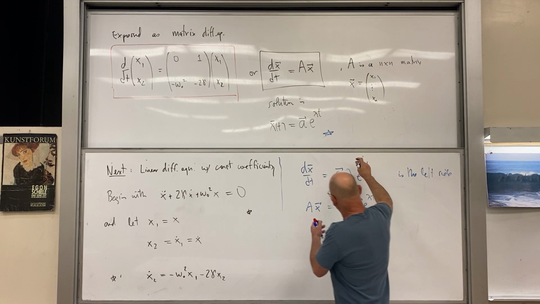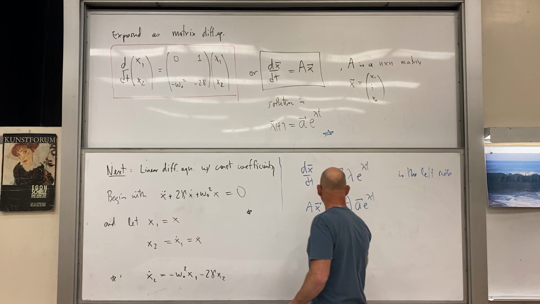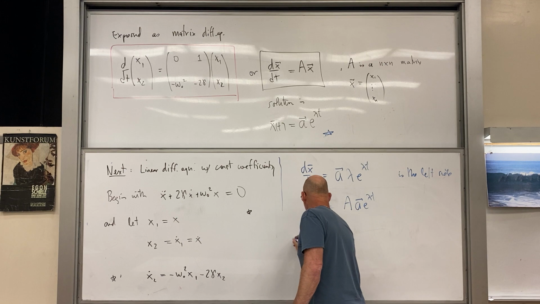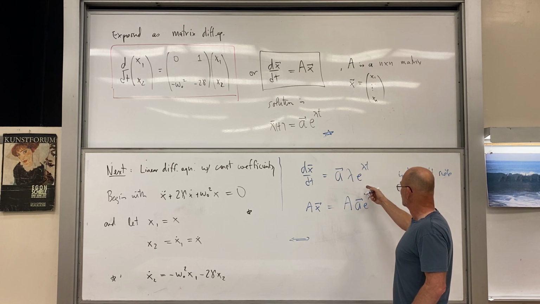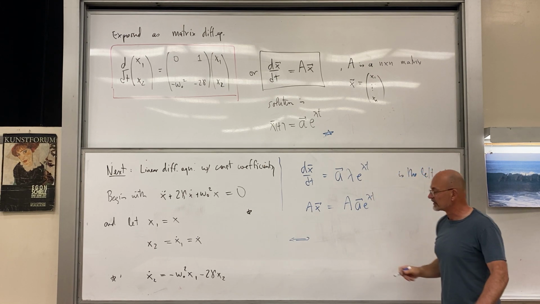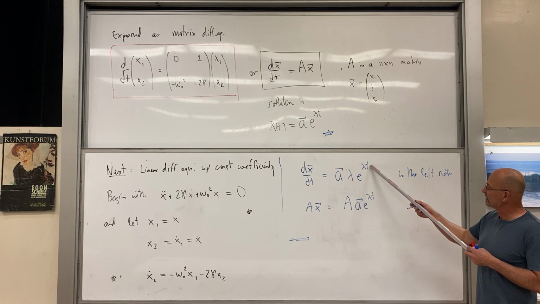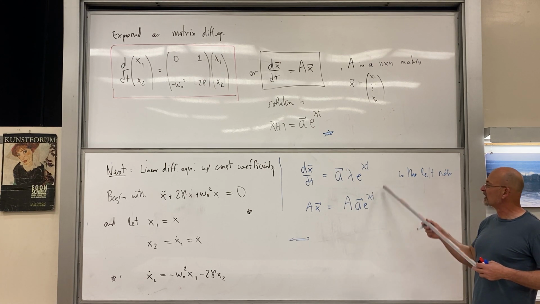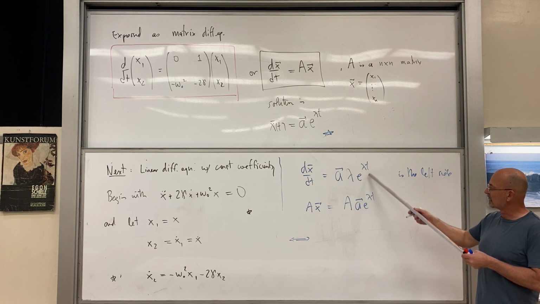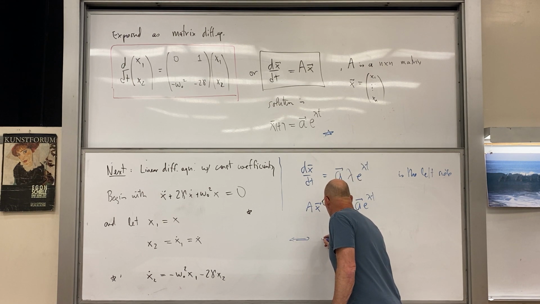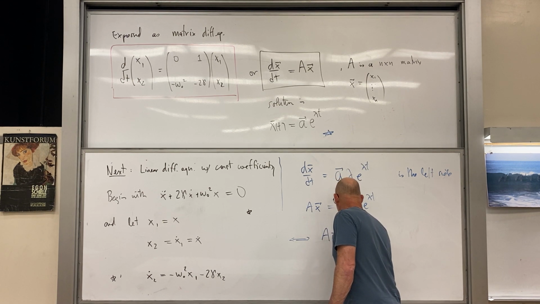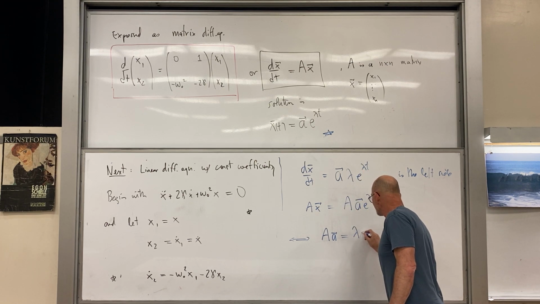So if these two sides really are equal, of course, we can cancel the e to the lambda t from both sides. It's non-zero, and it's a common factor. So they're equal when A times a is equal to lambda times a.